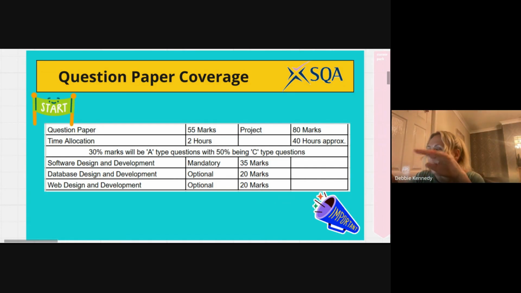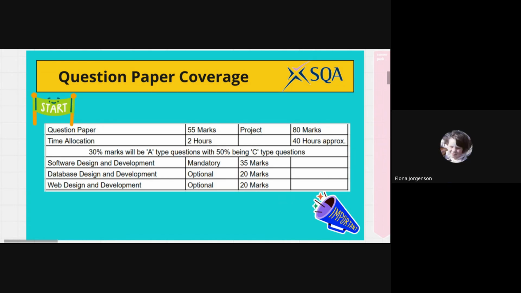So the course, like all computing courses, is made up of both theory and practical. The theory element is made up of 3 units. Notice computer systems isn't there, so it's still 3 units following on from National 5 and Higher. We've got our software design and development, our web design and development, and our database design and development. So that means computer systems is out, doesn't it?